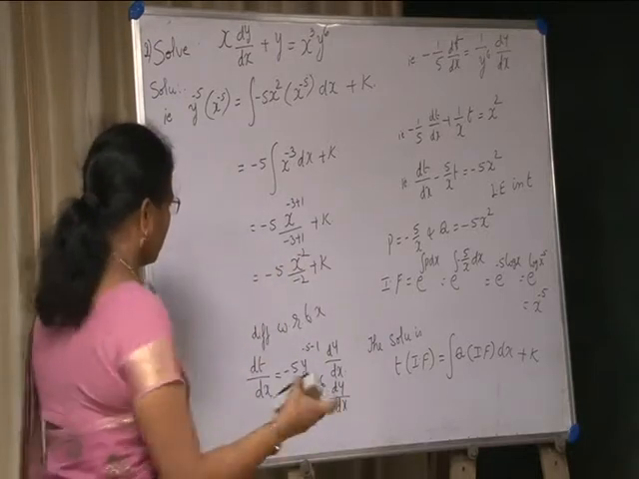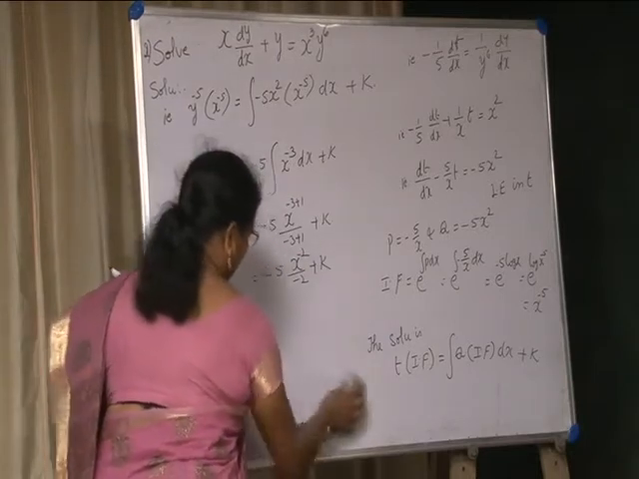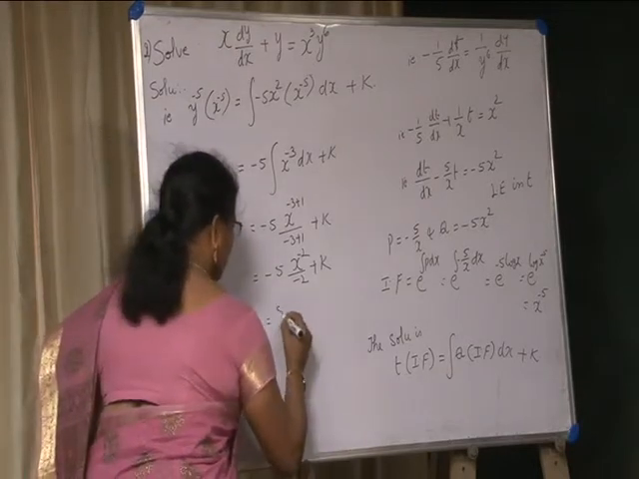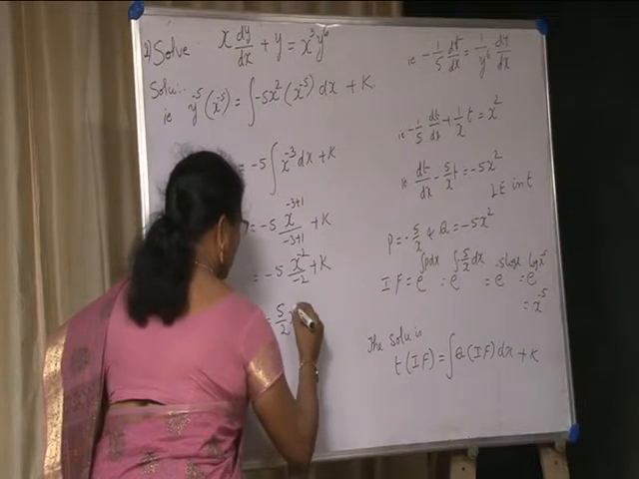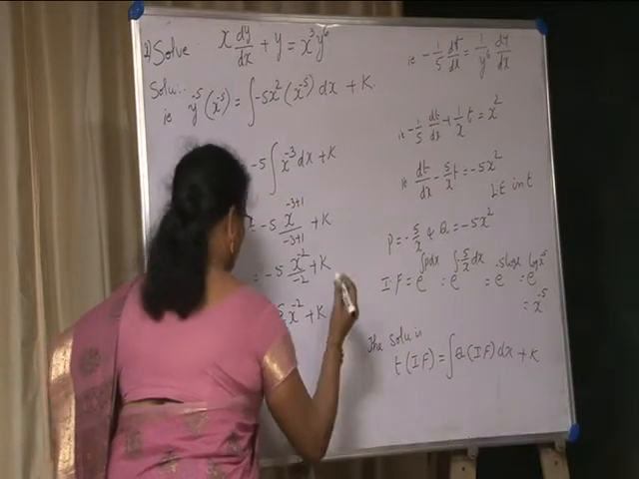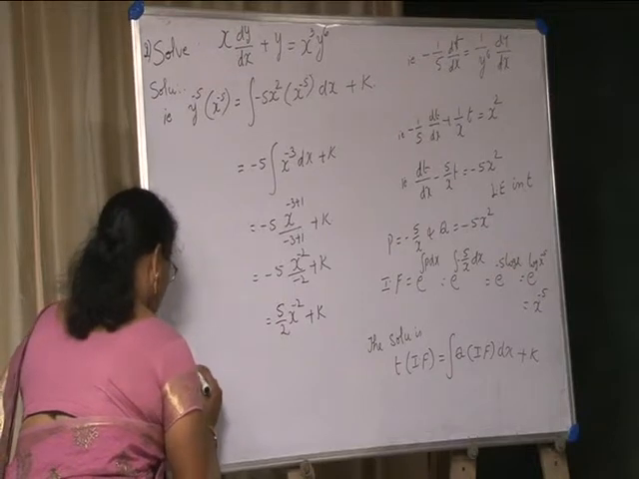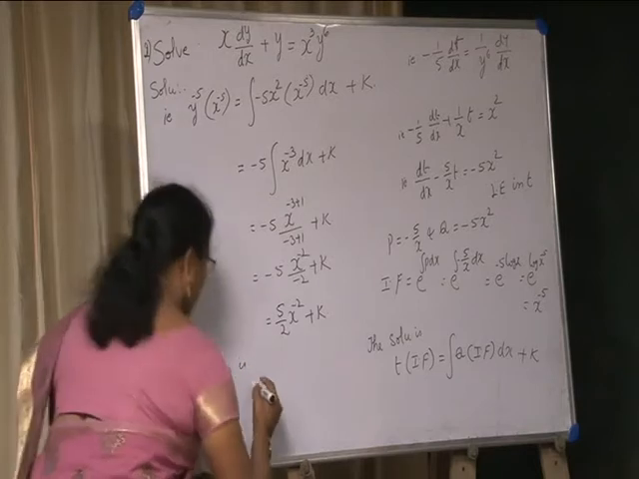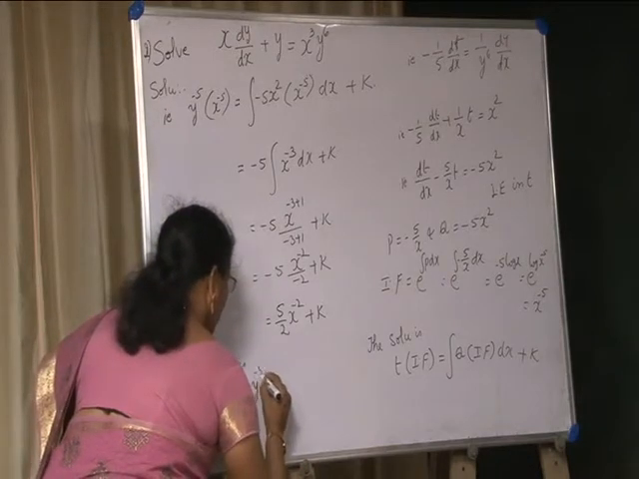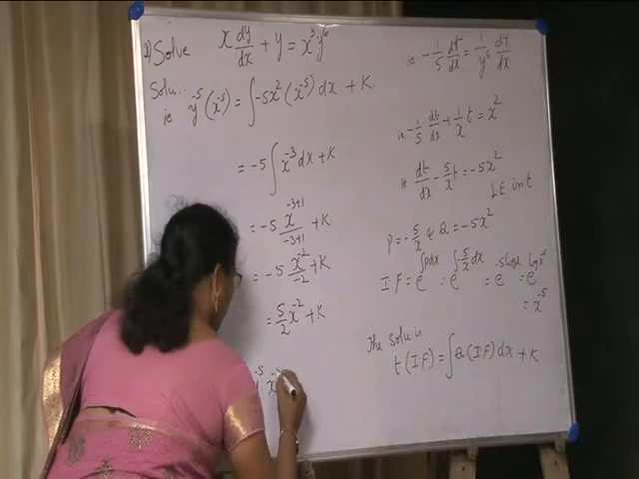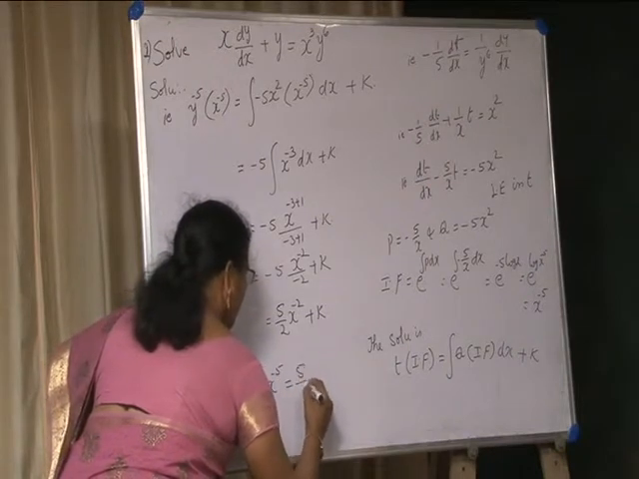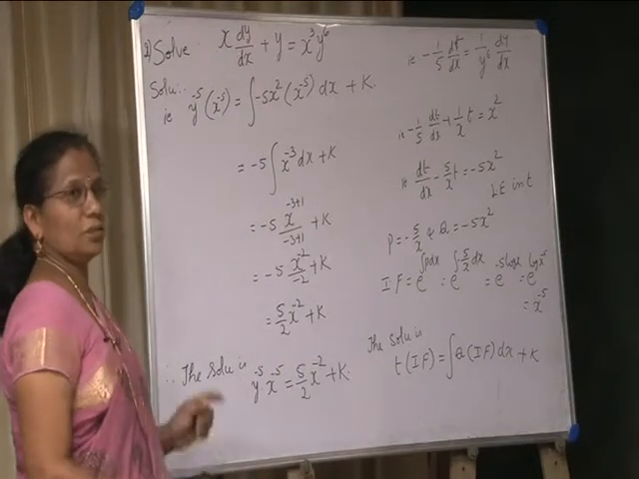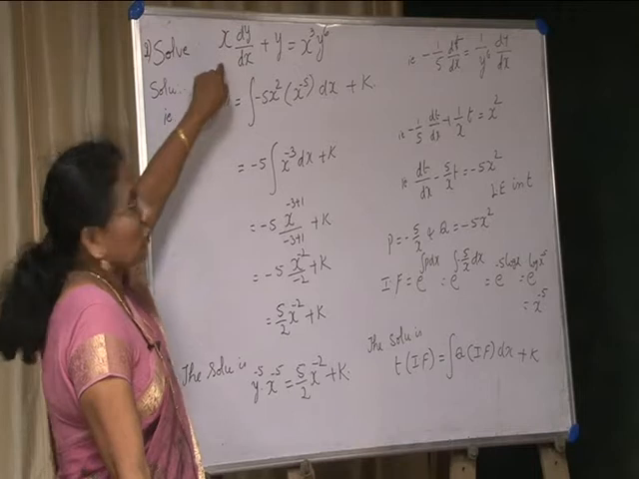So this is equal to, minus into minus is plus, 5 by 2 x to the power of minus 2 plus k. Therefore, the solution is y to the power of minus 5 into x to the power of minus 5 is equal to 5 by 2 x to the power of minus 2 plus k. This is the solution of the Bernoulli's form of equation.